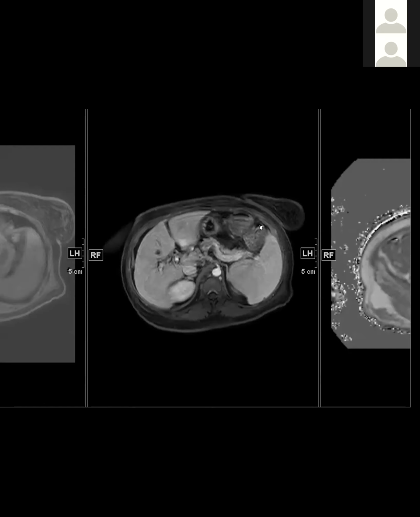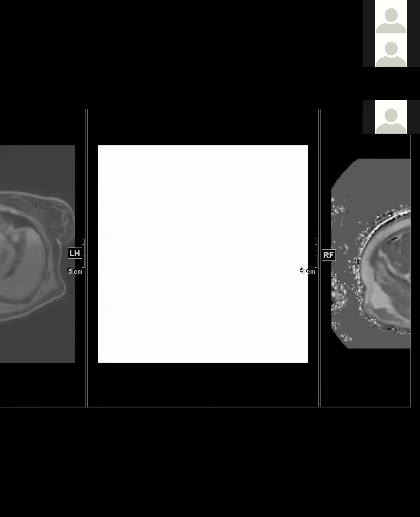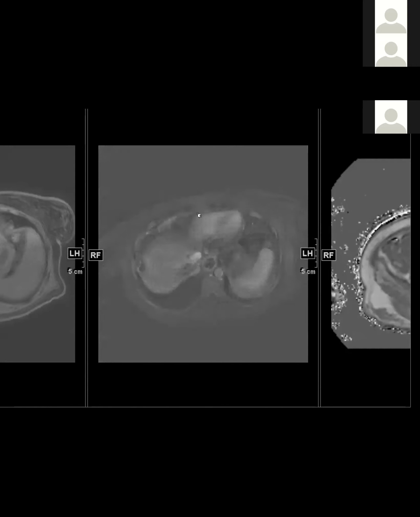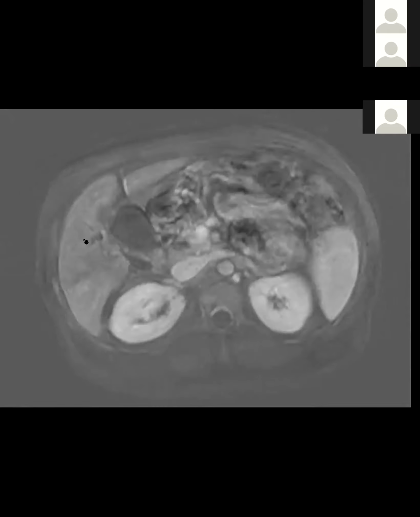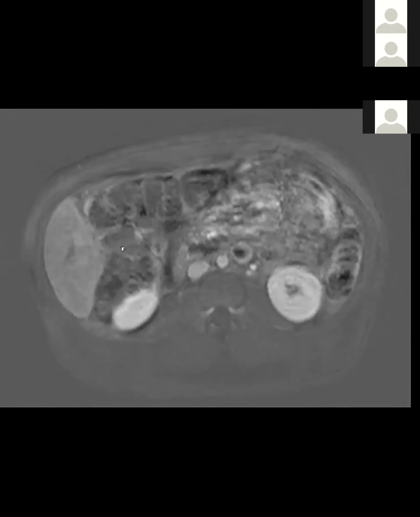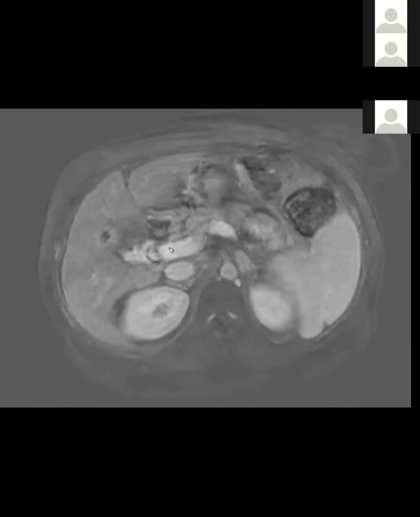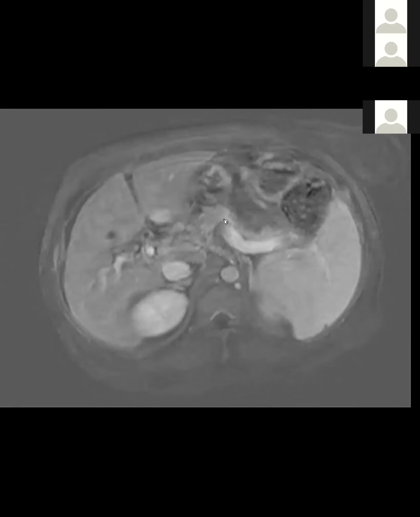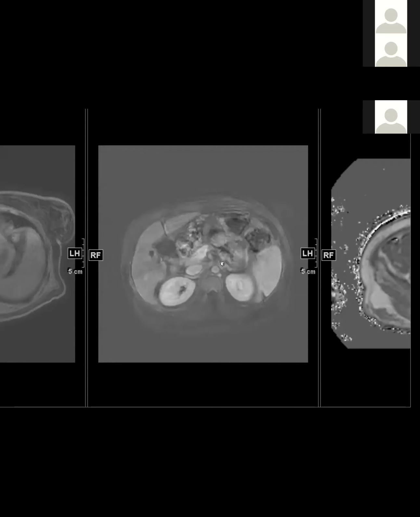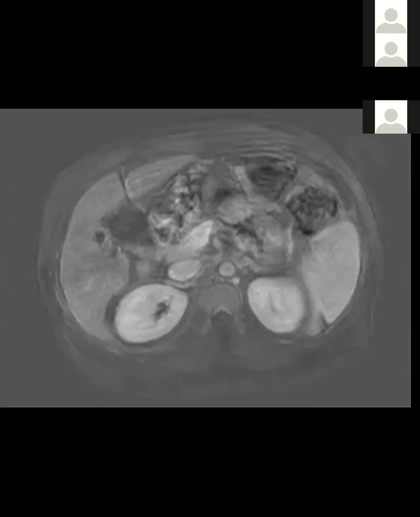On subtraction images, there's absolutely no signal in these branches. So even though there was restricted diffusion, this is not tumor in vein. This is just bland acute thrombus. The teaching point is that the presence of restricted diffusion in and of itself is not enough to call something tumor in vein.